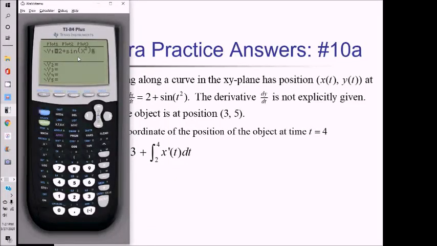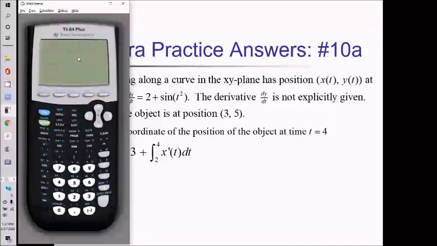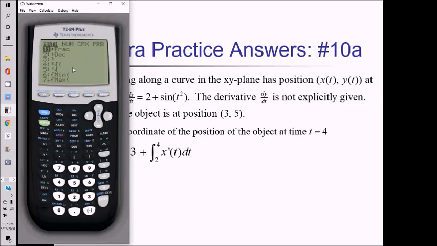And now that I've got that in there, because I feel like I'm going to use it multiple times, let me do 3 plus, and now we need an integral, so math 9. And then we're going from 2 to 4 with this integral. I need x prime in there. Well, I stored that in y1, so alpha trace y1. And then I'll do a dx. It says dt here, but I'm using x's for everything. That'll make them function the same way as the t's do in this problem. So pressing enter on that, we come up with 6.942.